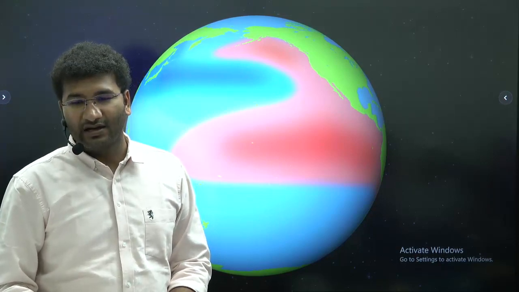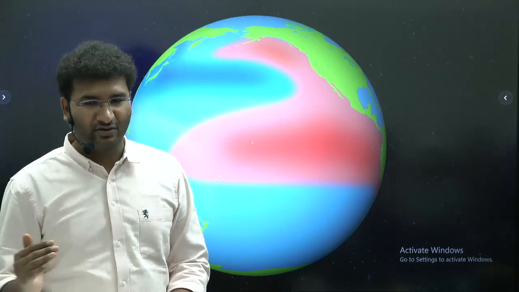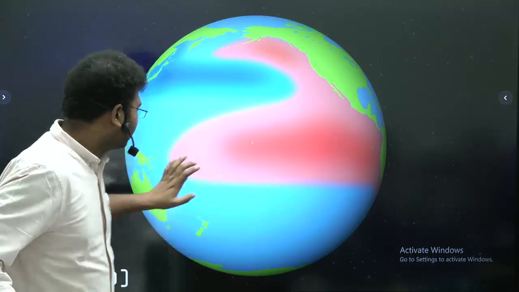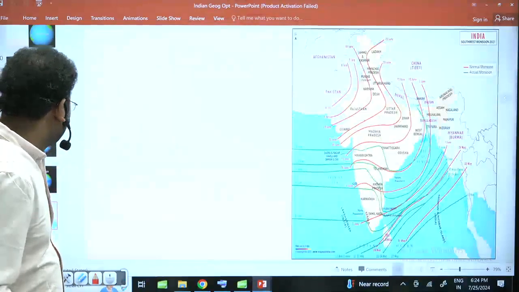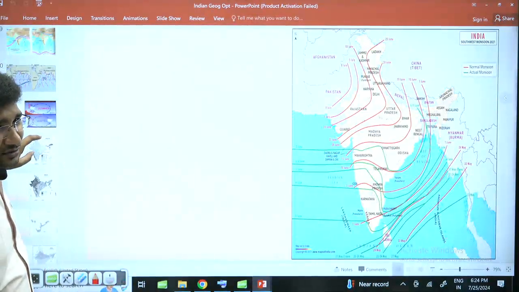Landform also, melting also. Arctic amplification, did I not tell you? If you increase 1 degree Celsius at the equator, 3 degrees Celsius will rise at the Arctic. It is called Arctic amplification. That's why you see a lot of changes in the North Pole and South Pole. I think I have explained this to you in the environment.